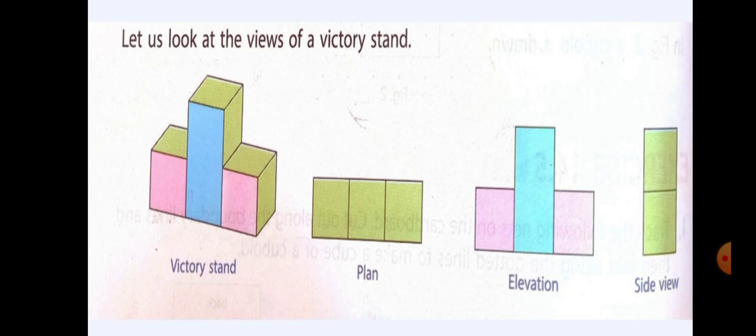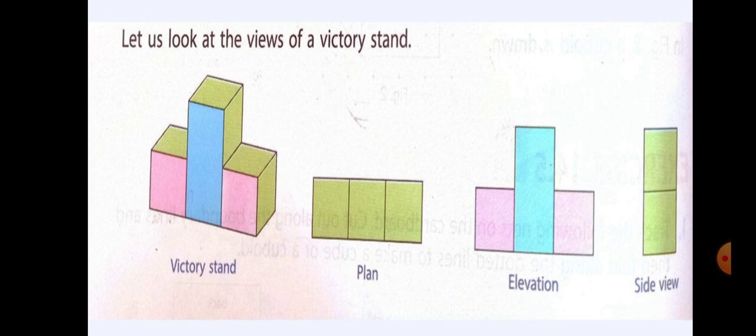Now when we look at this victory stand from its top, these three small boxes are visible from the top of this victory stand. So this view is known as the plan of this victory stand.